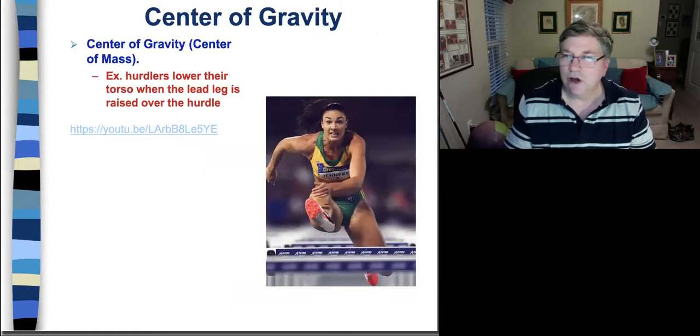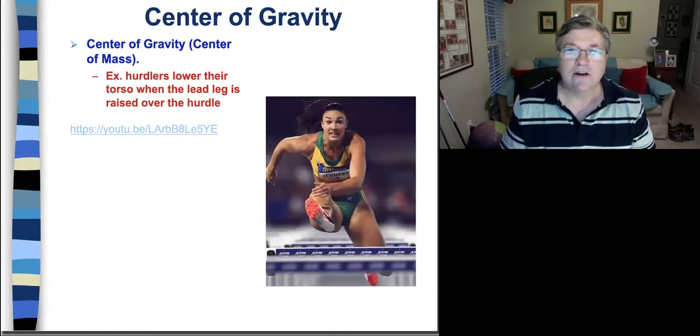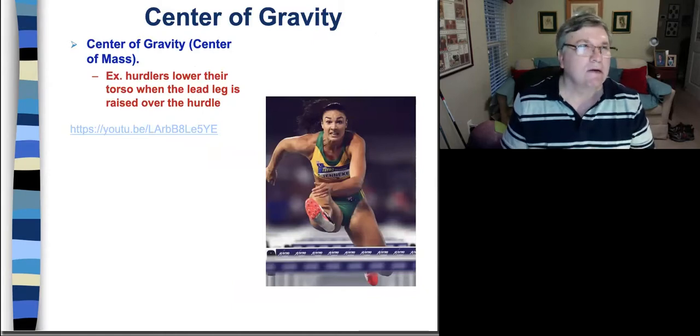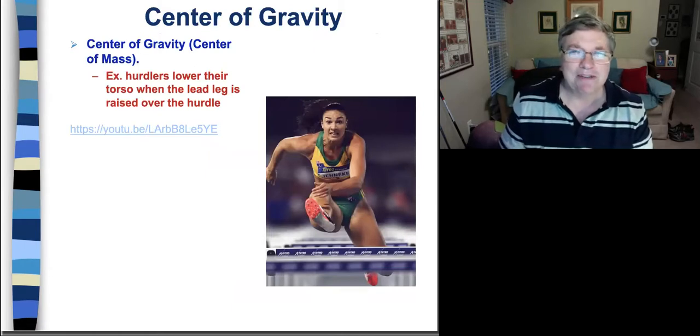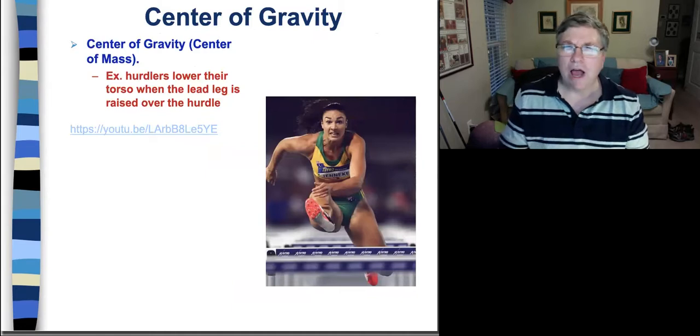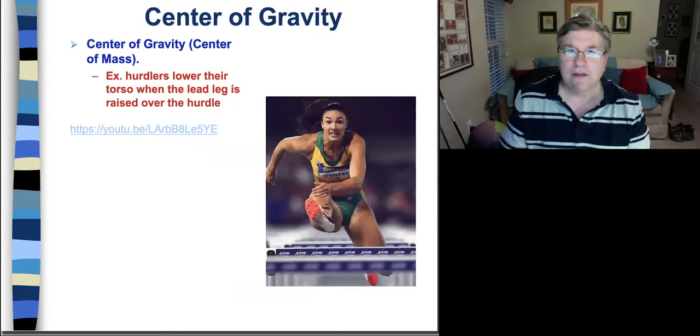I'm going to show you in a second a classic example. It's from the Olympics. The film quality isn't so great anymore because it's from the 90s. But we're going to look at how important it is to clear the hurdles. It's almost better to knock them down than to jump over them. So hang on a second.